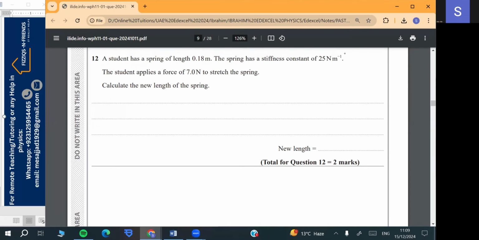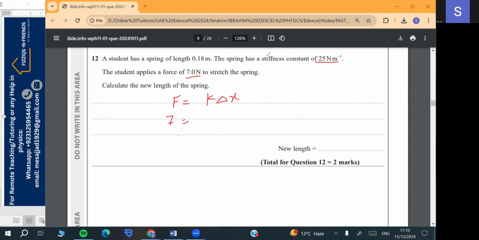Question 12. A student has a spring of length 0.18 meter. The spring has a stiffness constant of 95 Newton per meter. The student applies a force of 7 Newton to stretch the spring. Calculate the new length of the spring. So they're talking about new length, not the extension. From Hooke's law, you need to remember that F equals k delta x. What is force here? 7 Newton.